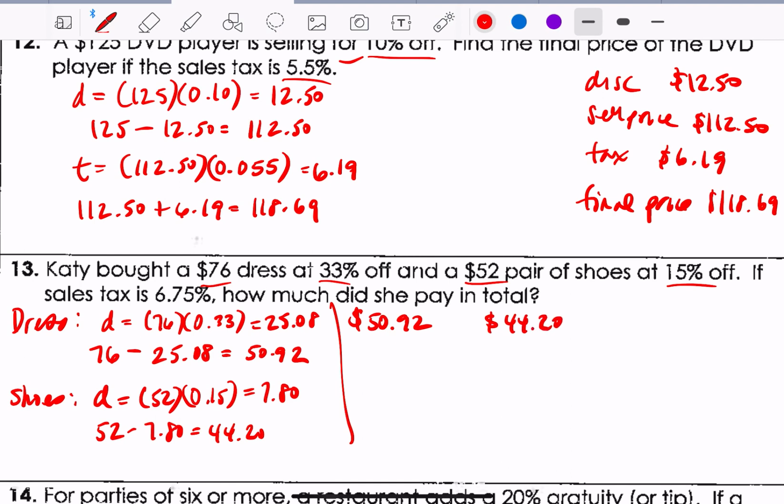She's buying these two things. So her total cost, selling price of her two items, I'm going to add them together, and I am going to get $95.12.